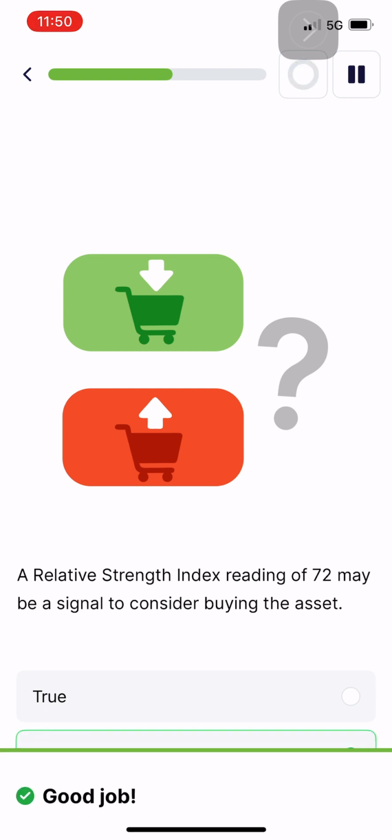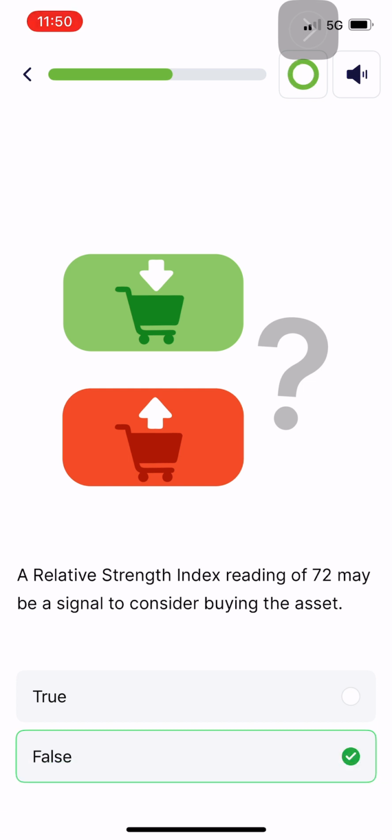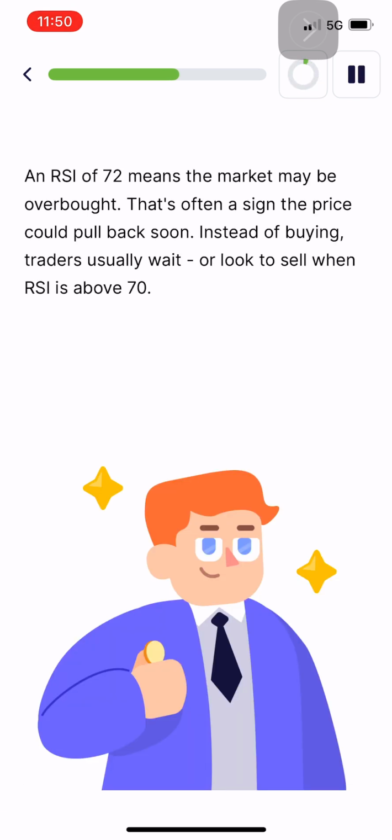Yes, you're right. An RSI of 72 means the market may be overbought. That's often a sign the price could pull back soon. Instead of buying, traders usually wait or look to sell when RSI is above 70.